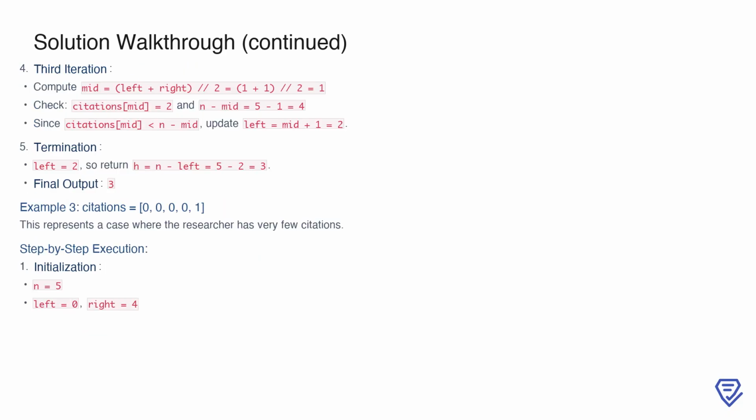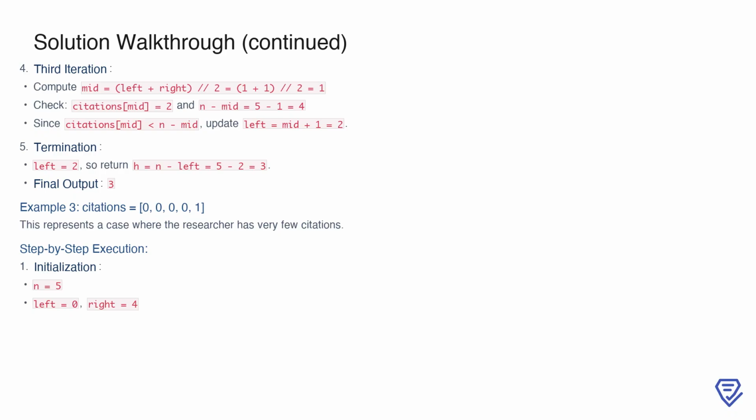For the third iteration, with left equal to 1 and right equal to 1, we calculate mid as (1 + 1) // 2 = 1. Here, citations[mid] is 2, and n - mid is 4. Since citations[mid] is still less than n - mid, we update left to mid + 1, resulting in left equal to 2. At this point, the binary search terminates because left is now greater than right. The h-index is then calculated as n - left, which is 5 - 2 = 3. Therefore, the output for this example is also h = 3.